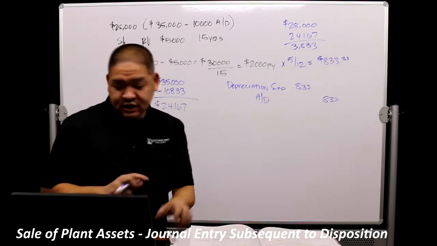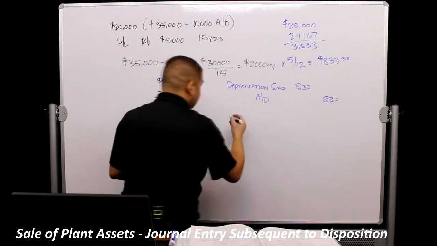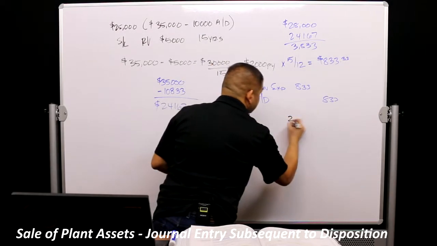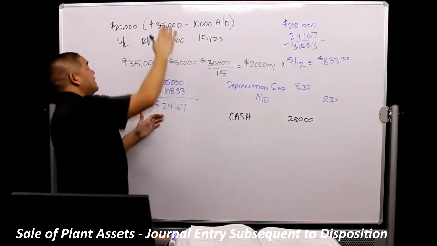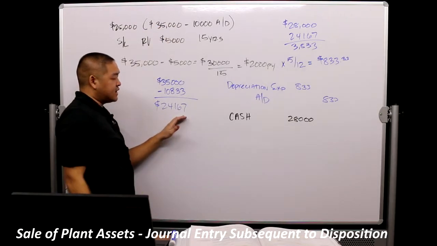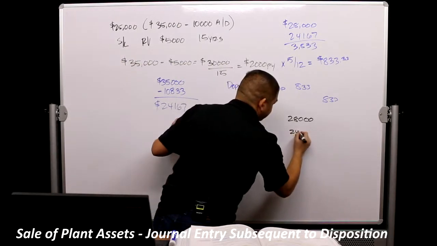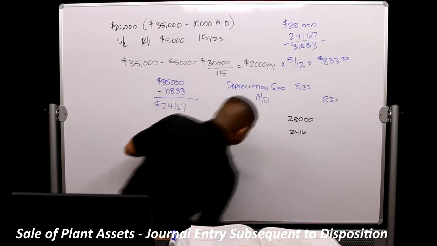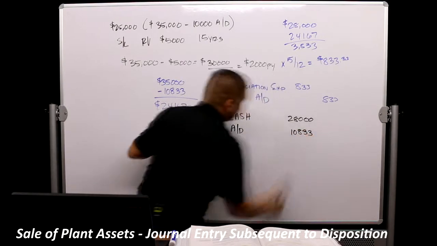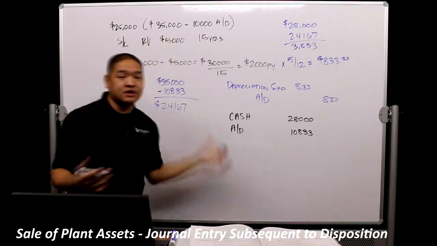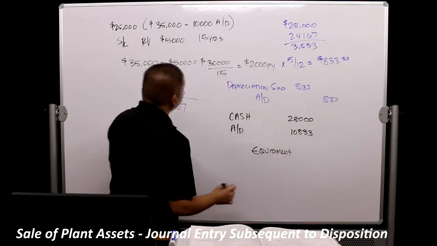So let's go through the journal entries for the actual disposal or the disposition of the equipment. So what did I receive? Well, I received cash from Tyson for $28,000. And then I got to get rid of the old accumulated depreciation and the old historical price. This is a credit in our books, so now we need to debit it. Accumulated depreciation was $10,833. And then I got to get rid of the $35,000 because the equipment is no longer in our possession. So credit equipment for $35,000.